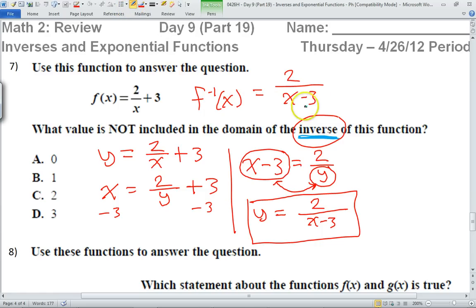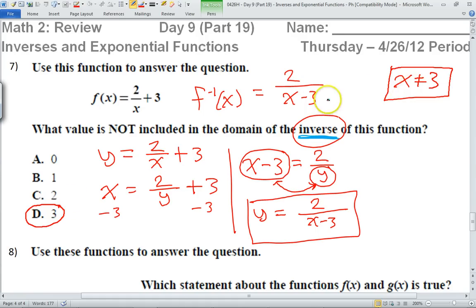If you weren't thinking negative 3, then you were probably thinking positive 3. And that is correct. X is not allowed to be positive 3. If it were, I'd have 3 minus 3, and that would make 0. And we cannot have 0 in the denominator. So, what value is not included in the domain? X equals positive 3 is not included in the domain. So, that's why the correct answer is D.